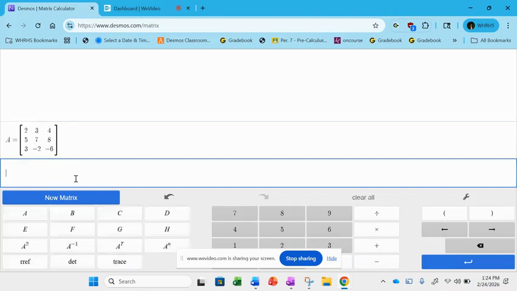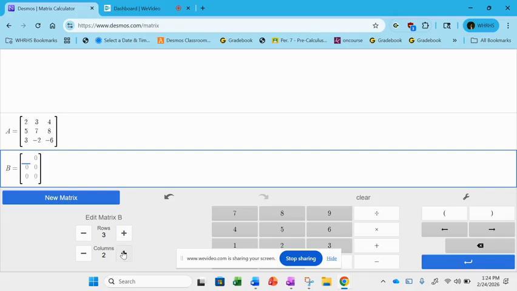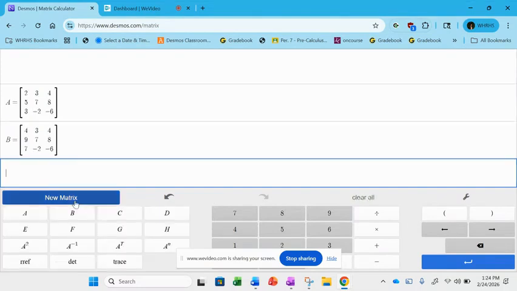So I entered in my matrix A. I'm going to save that. What should I enter in now? Matrix B. So say B, new matrix. Again, it's a 3 by 3. And then I'll press enter.